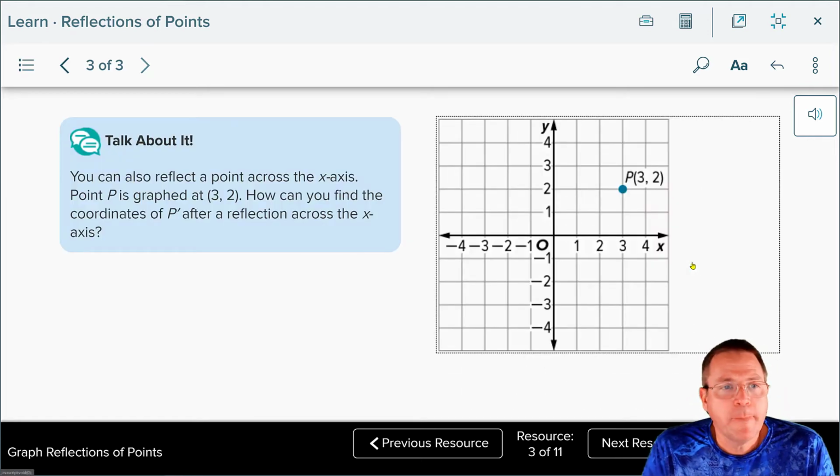For our talk about it, it says you can also reflect a point across the x-axis. Point P is graphed at (3, 2), which is right here. How can you find the coordinates of P prime after reflecting across the x-axis? Well, the y value is 2, so it's 2 units above the x-axis. We would just have to go 2 units below the x-axis, with the same x, and it would end up being at (3, -2), and that's where point P prime would be.